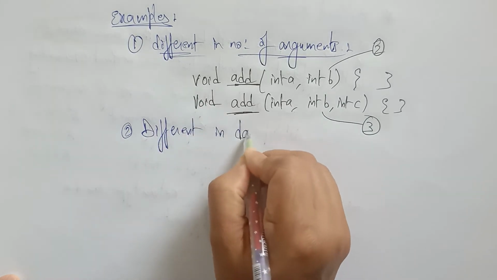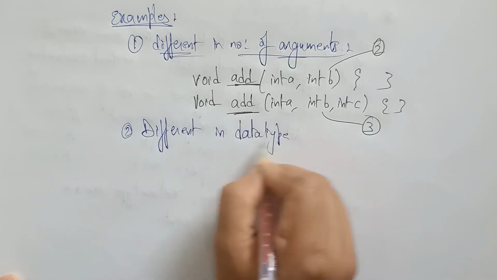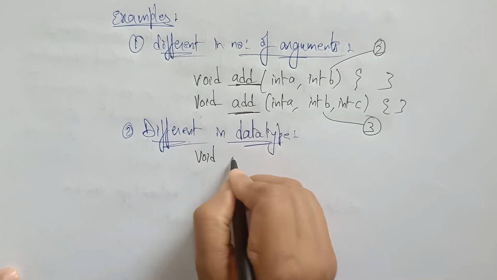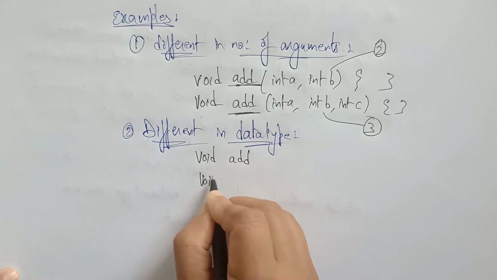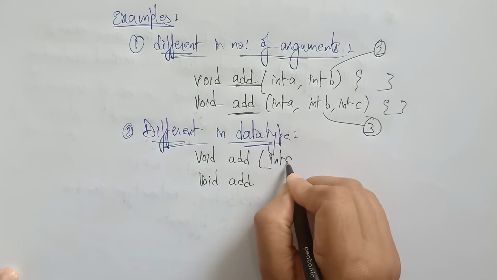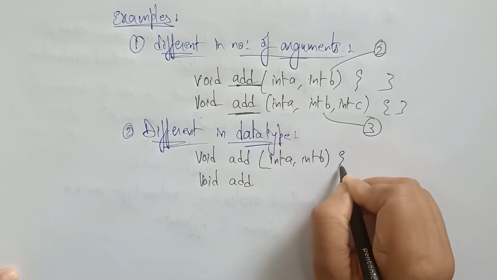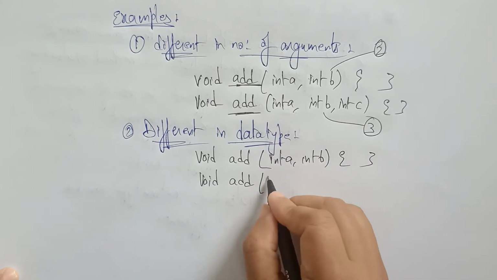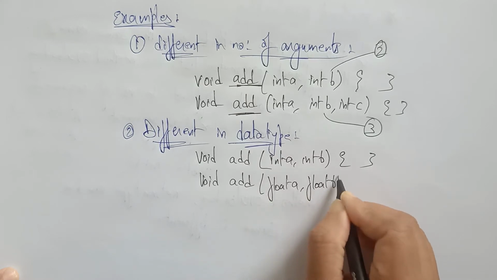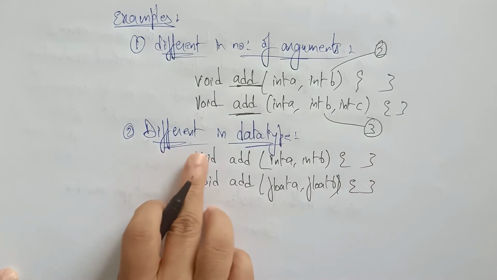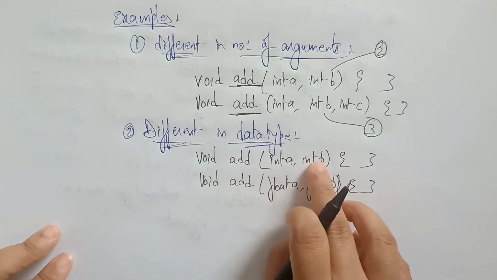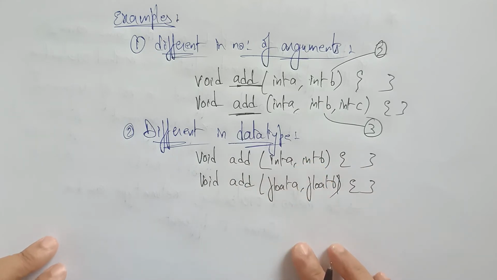Different in data type. The method name is the same, so both are void add, but the data type is different. Here I am using int a comma int b in one method, and in another method I am using float a comma float b. So this is the same name but with different data types. The parameter lists here are different.